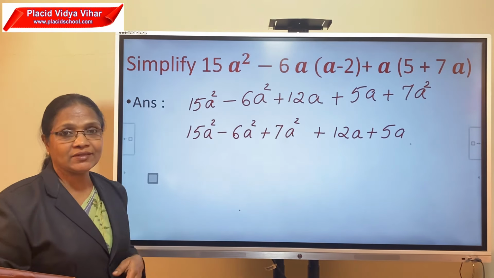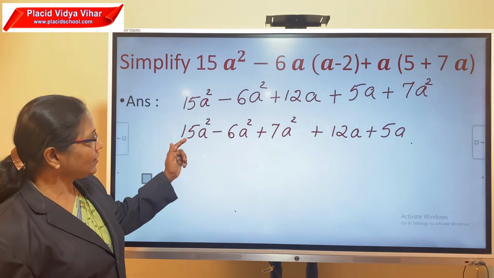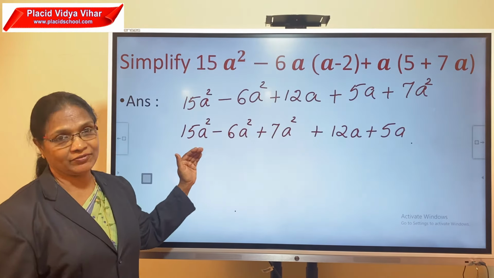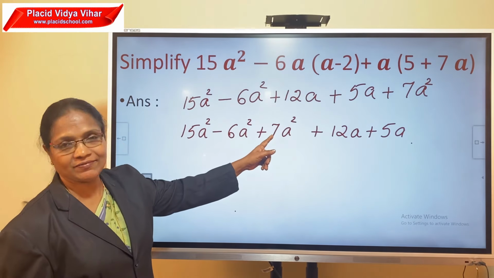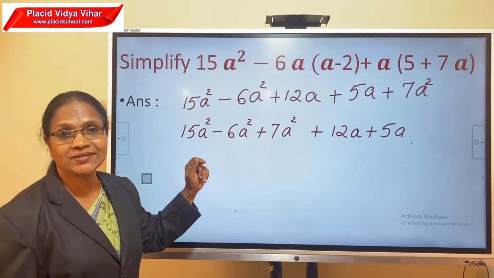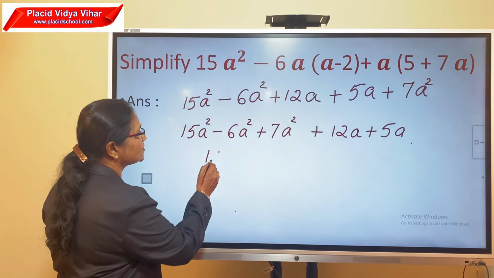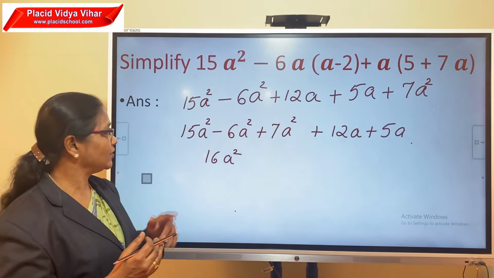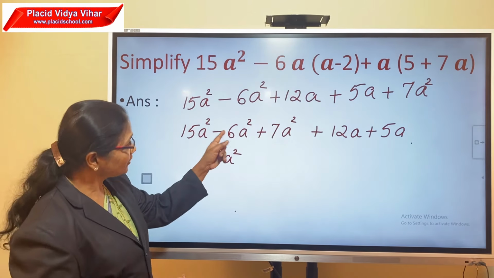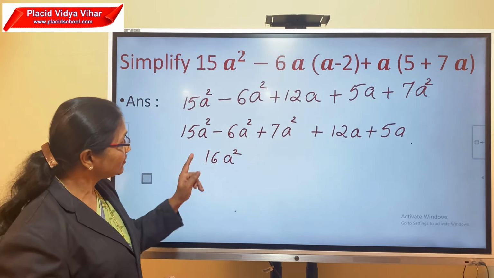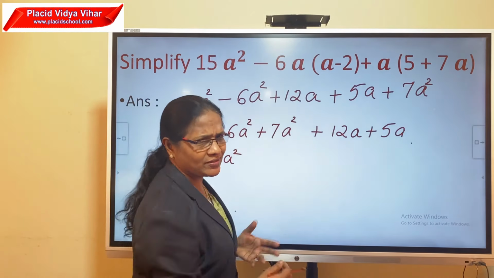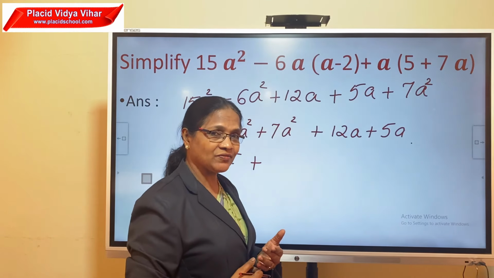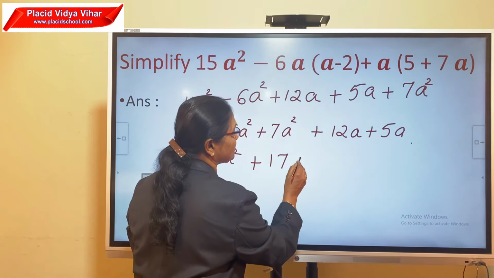Now to add the first three terms, 15a squared minus 6a squared plus 7a squared, we have to add the coefficients. 15 plus 7, 22. 22 minus 6 is 16. Therefore 16a squared. We add the positive terms first of all. Here both terms are positive, therefore plus 12a plus 5a. 12 plus 5, 17. Therefore it is 17a.